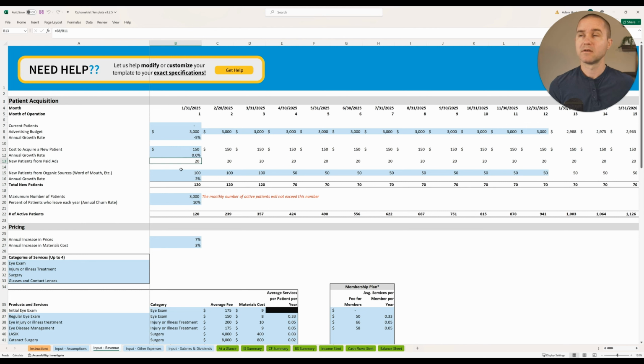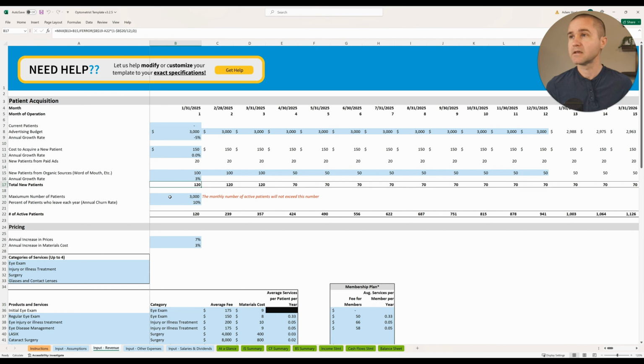So if we have $3,000 a month divided by 150, that means we're going to have 20 new patients from paid ads per month. Now we also expect to have patients from organic or word of mouth visitors. So maybe when we first open, we expect an initial influx related to some of our grand opening efforts and whatnot. We have an initial influx of 100 word of mouth customers per month for the first 3 months. And then after that, it goes down to a steady state of 50 per month.